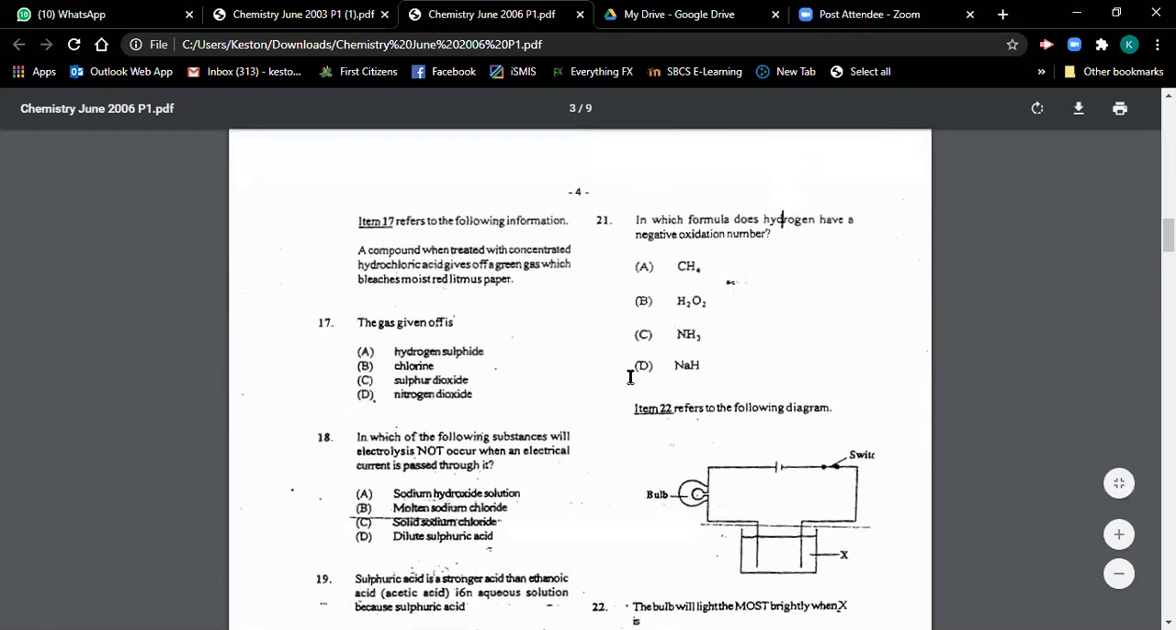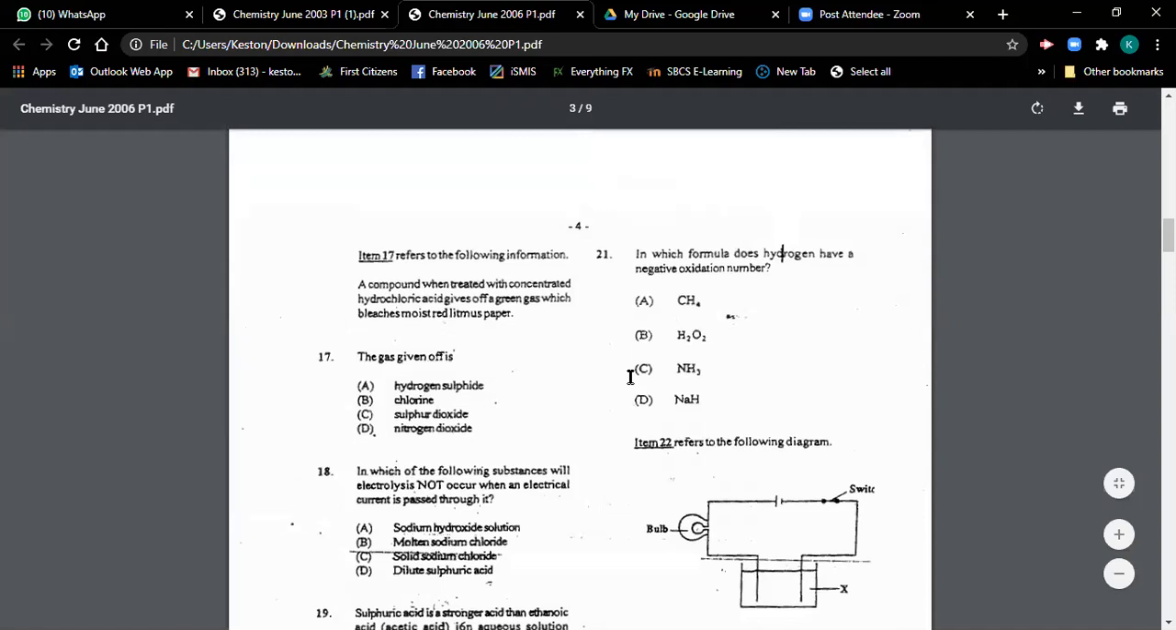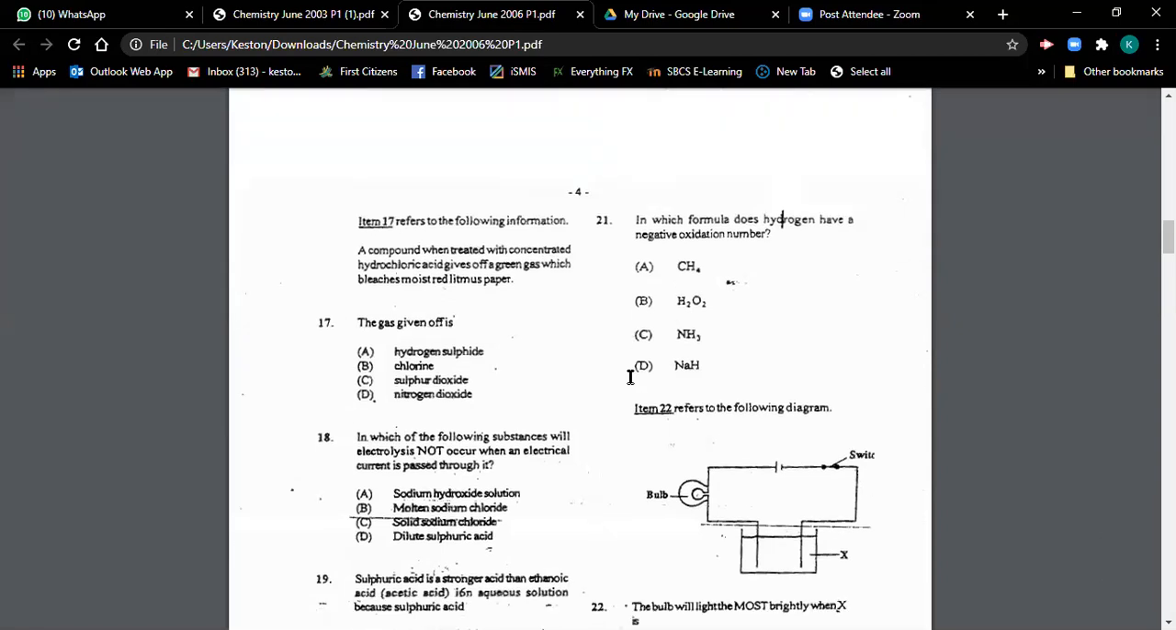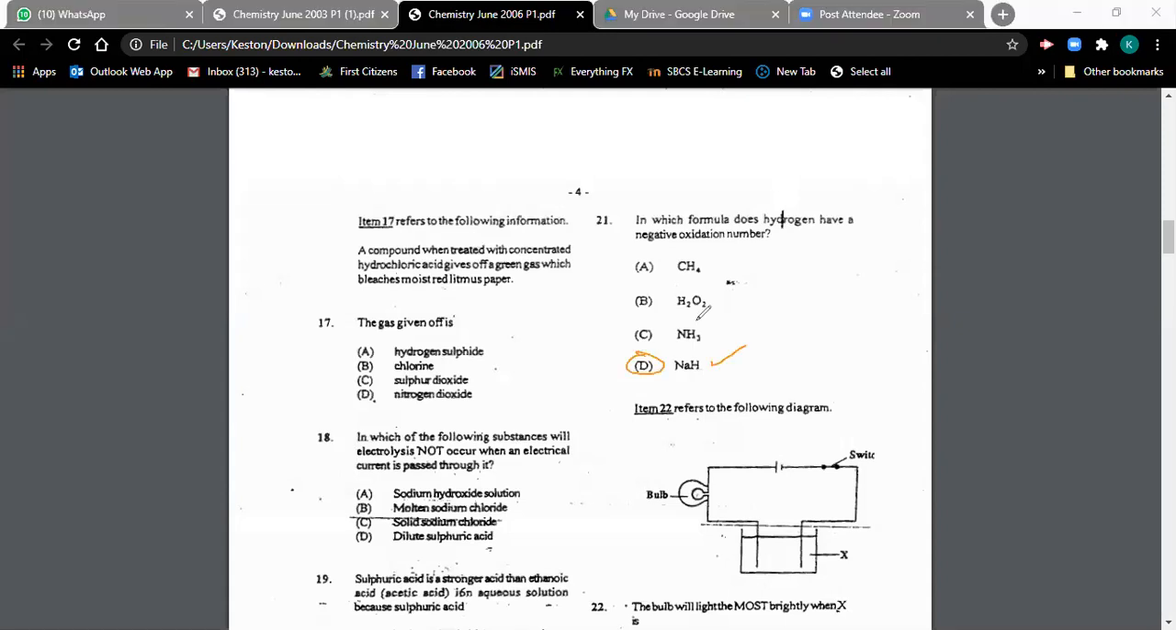In which formula does hydrogen have a negative oxidation number? Negative. This is another repeat. You've seen this one before. Negative oxidation. Very good. Well done, Navin. Well done, Shivana. Excellent. D. I have a negative oxidation number there.